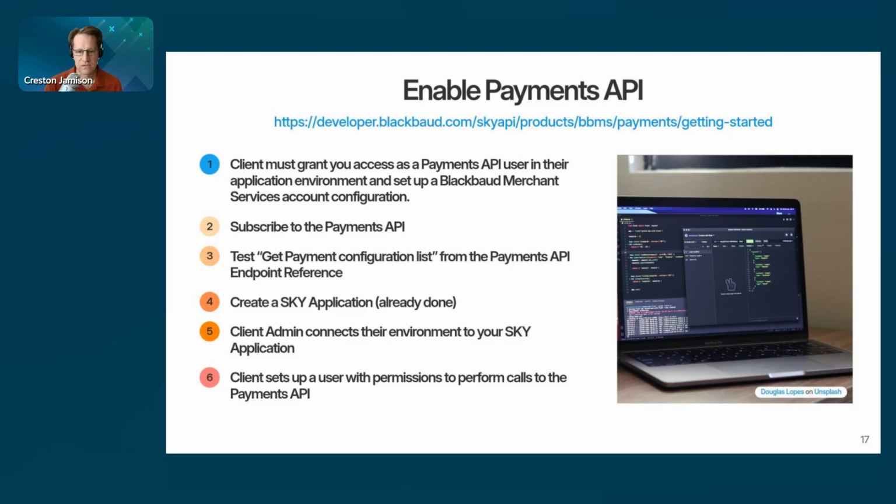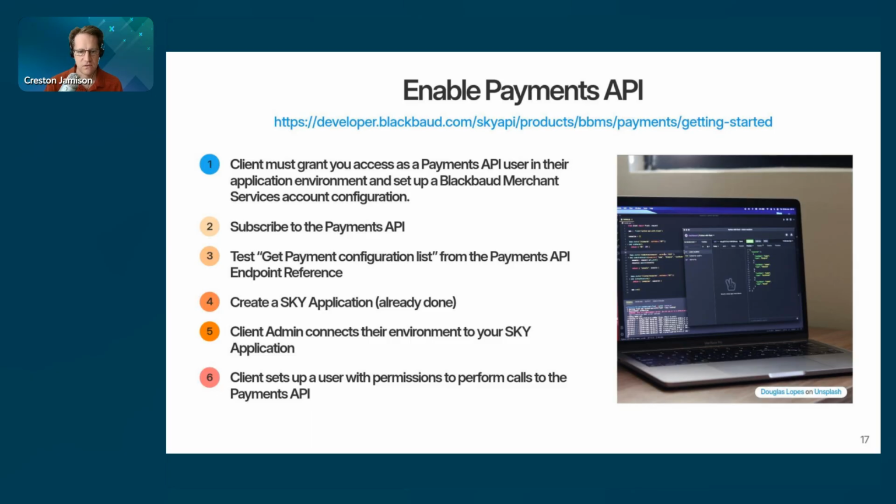And they also must set up a Blackbaud Merchant Services account configuration if they haven't done that already. Two, you need to subscribe to the Payments API. So this is a separate subscription from the Sky API, and so again, you get your own separate keys to access.